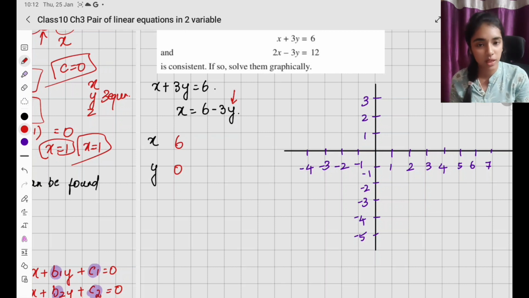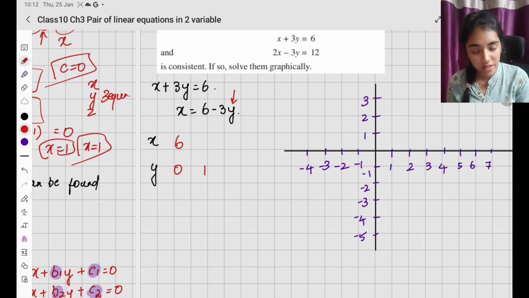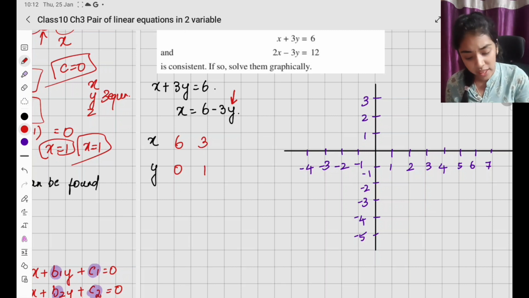So x value becomes 6. So when y value is 0, x value is going to be 6. Next, now let me put y value as 1. So I have 6 minus 3. When I substitute y value again here, I'll have 6 minus 3, which is going to be 3. Okay, now next, when I substitute y value to be 2, I have 6 minus 6, which is going to be 0.